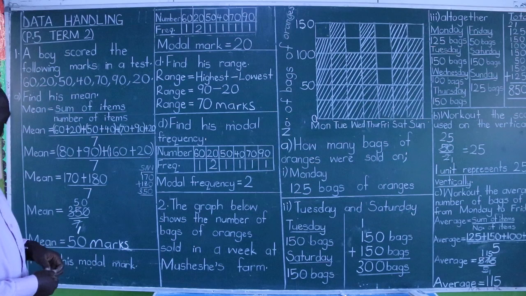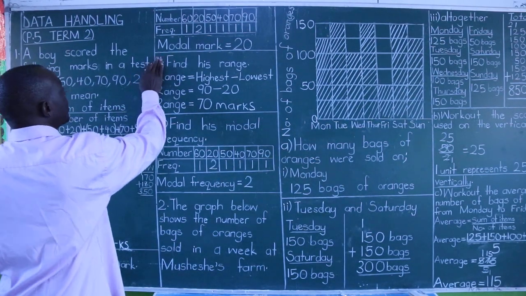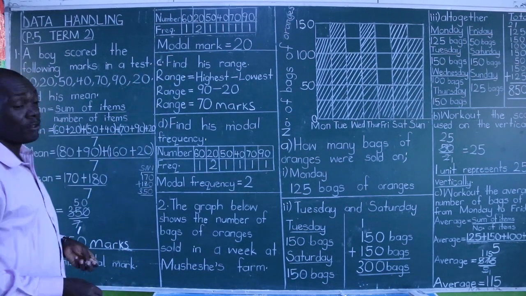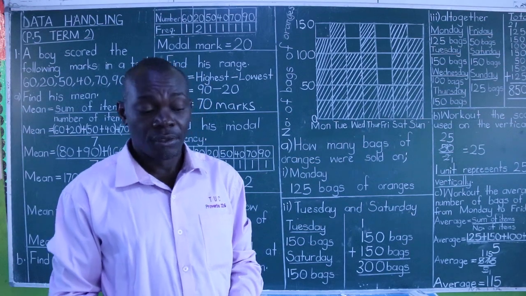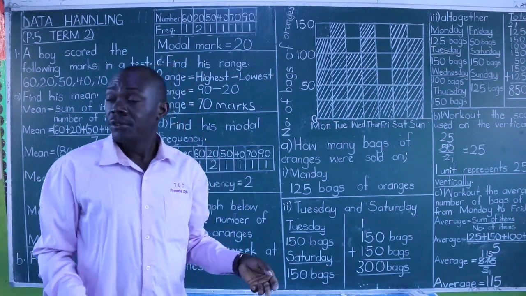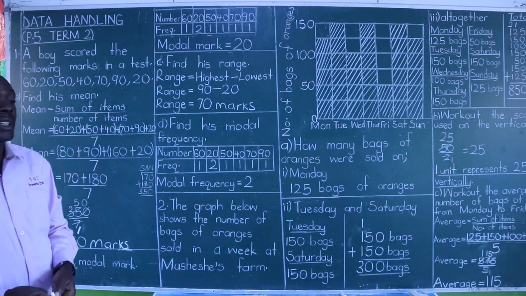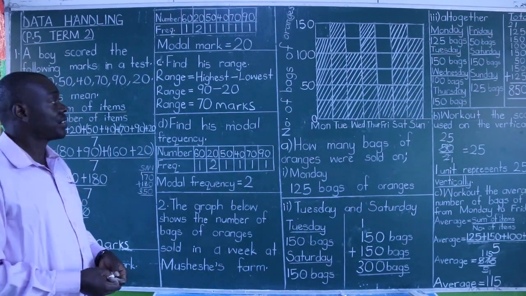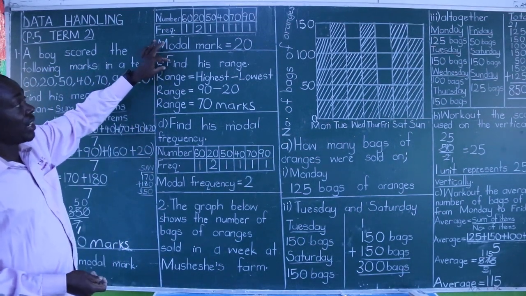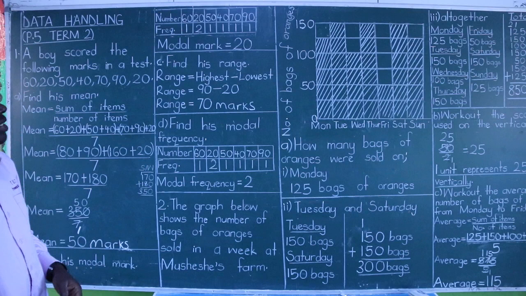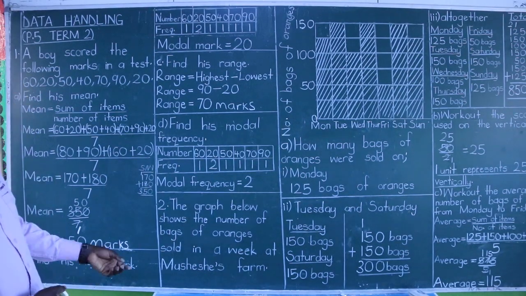Then go to part C. Part C says, find the range. Range is the difference between the highest and the least score in the given data. Range is the difference between the highest and the lowest number given in the data.